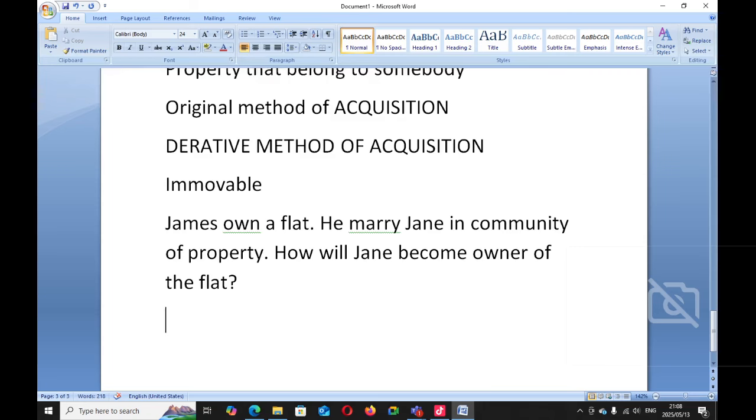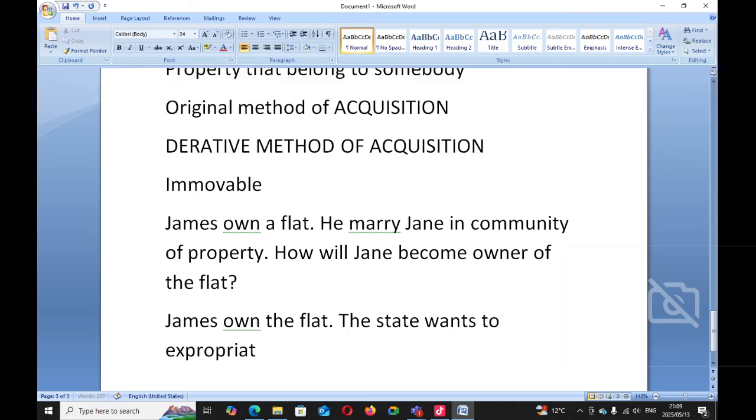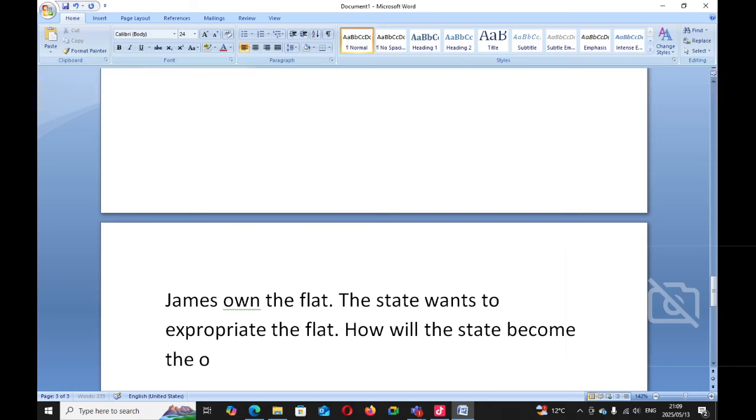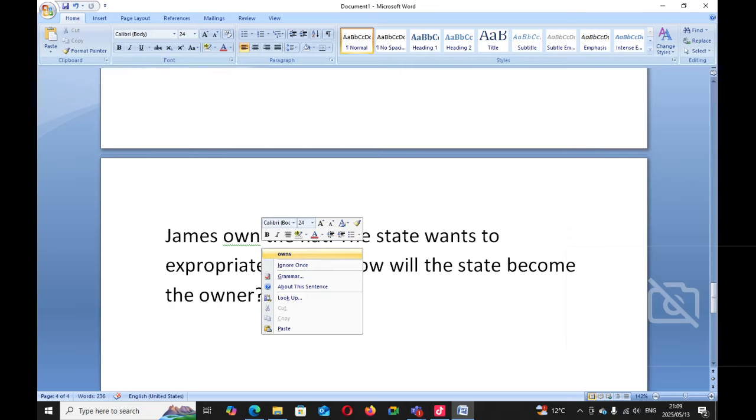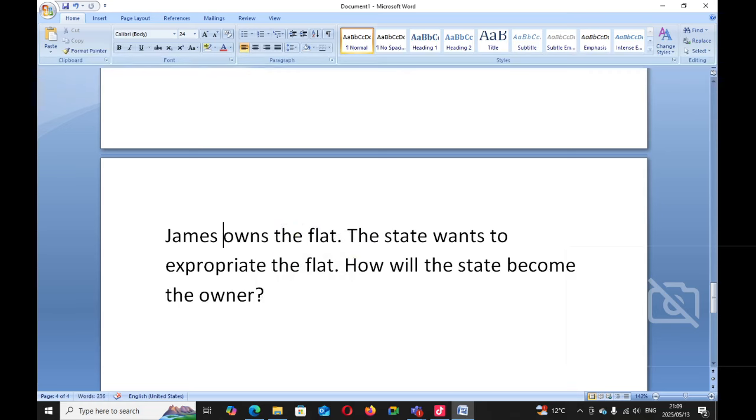Now, let's move to expropriation. Let's just say James owns the flat. The state wants to expropriate the flat. How will the state become the owner? That is the question of the property. James owns the flat. Now the state wants to expropriate the flat. How will the state become the owner?